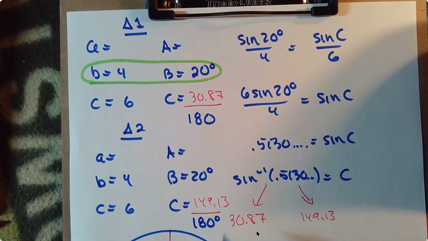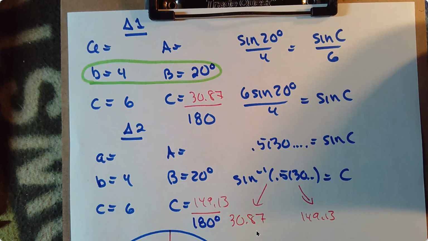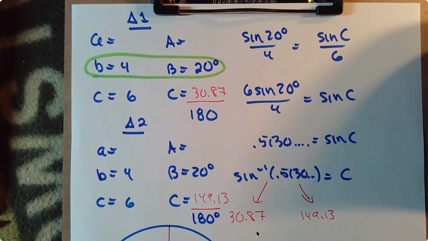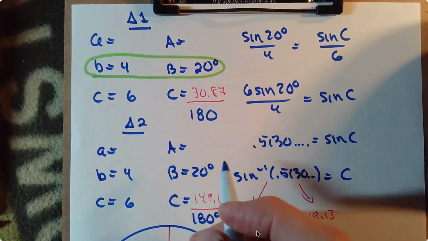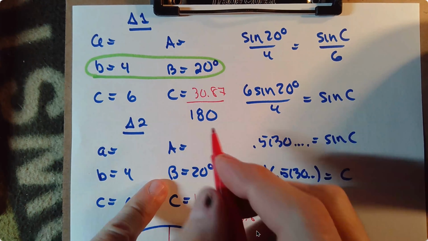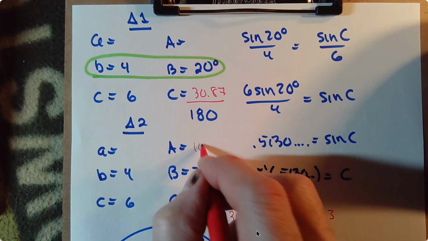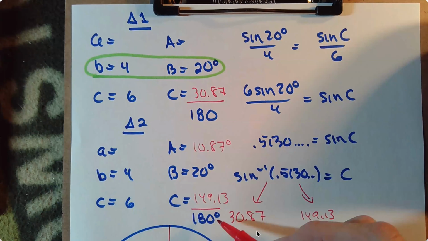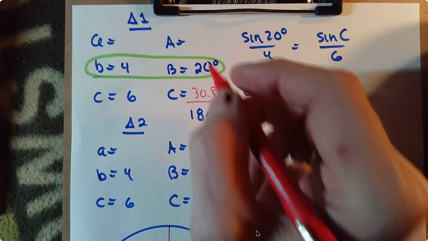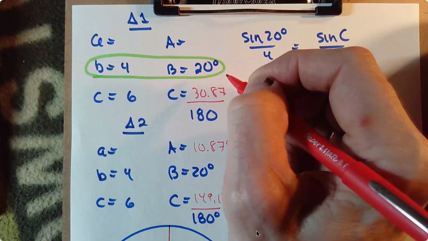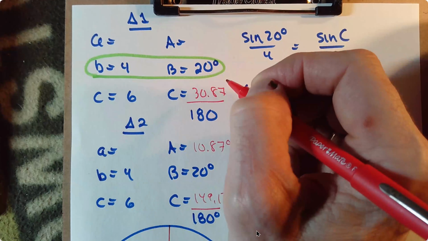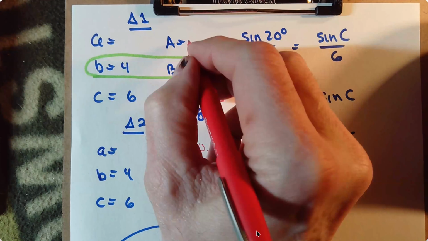So this is one of those cases where you get two triangles. Not everything's going to work out like that, but in this case it does. That second angle here would be 10.87 degrees. We just get that by subtracting these other two from 180. And likewise, this one would be 129.13 degrees.